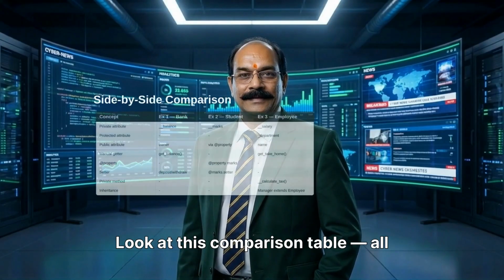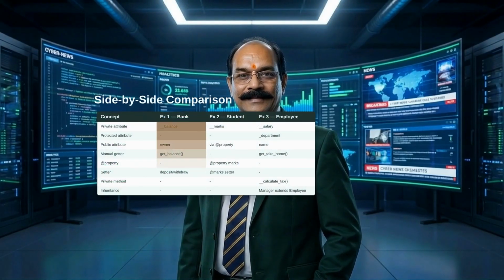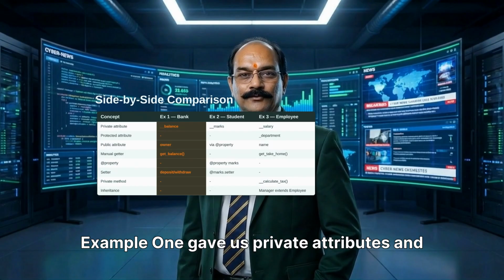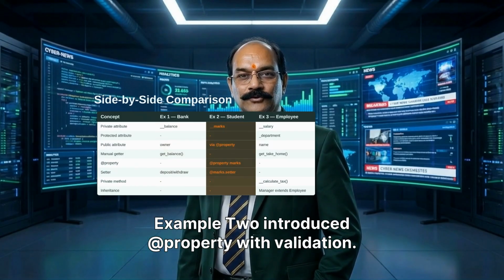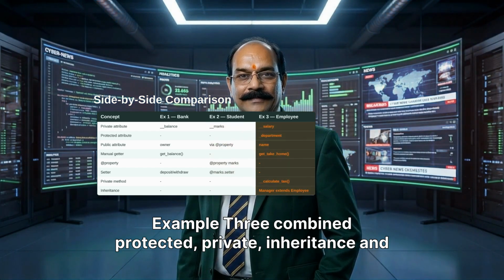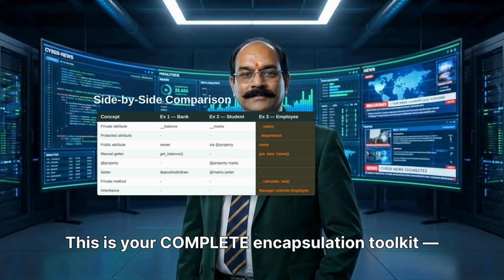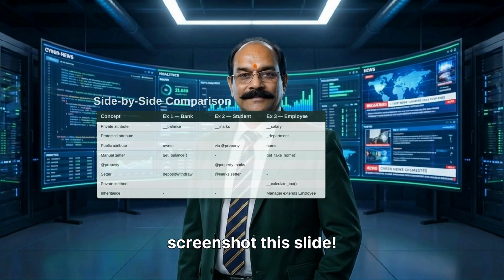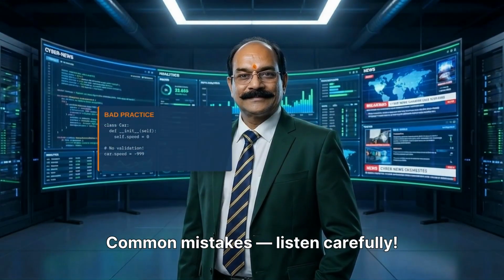Look at this comparison table. All 3 examples side by side. Example 1 gave us private attributes and manual getters. Example 2 introduced @property with validation. Example 3 combined protected, private, inheritance and private methods. This is your complete encapsulation toolkit. Screenshot this slide. Common mistakes, listen carefully.